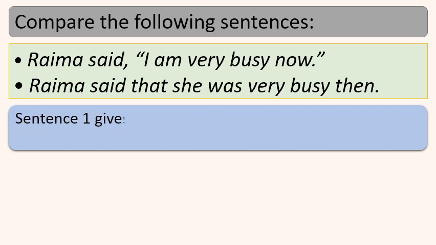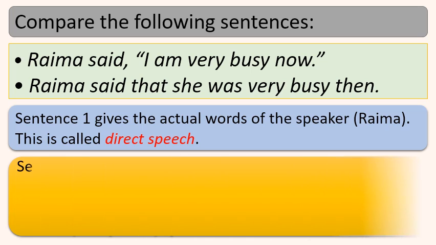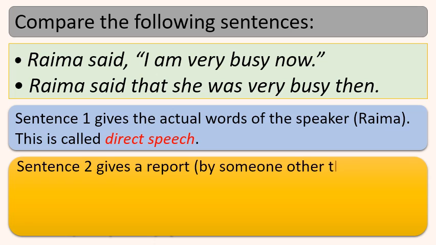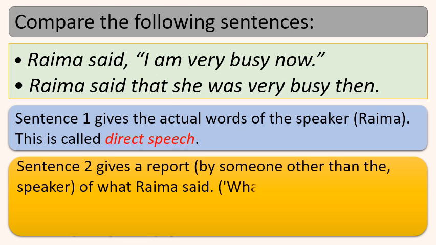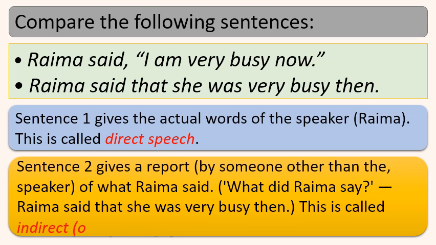So, sentence 1 gives the actual words of the speaker Raima. This is called direct speech. Sentence 2 gives a report, means by someone other than the speaker, of what Raima said, means what did Raima say? The answer is Raima said that she was very busy then. So this is called indirect or reported speech.